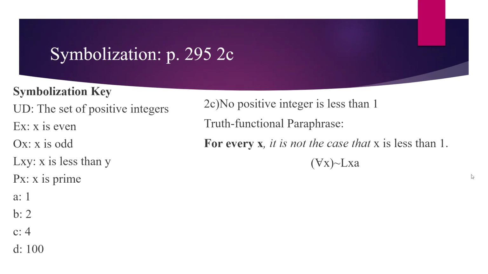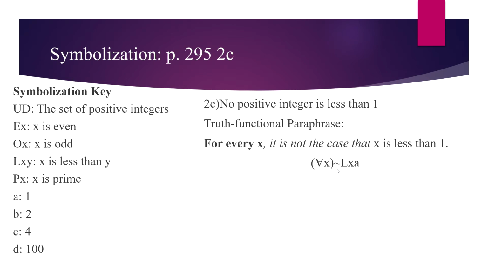1 here has been assigned the individual constant a, and we have that two-place predicate Lxy for x is less than y. So we need to have the x first here after the L predicate to say x less than 1, and then we have that negation to say it's not the case that x is less than 1.